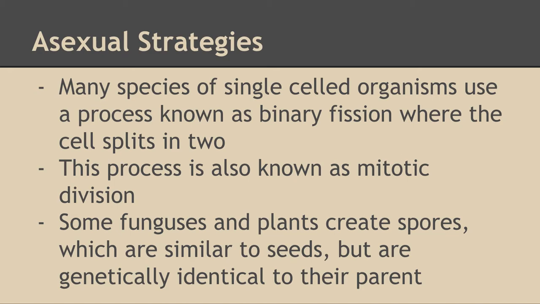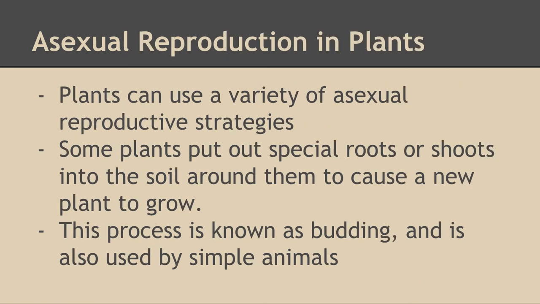Some funguses and plants can also do a similar type of asexual reproduction, where they create spores instead of seeds. And the big difference between a spore and a seed is that a spore is genetically identical to the parent, and a seed is not, because a seed is produced through sexual reproduction. Plants can also use some other asexual strategies.